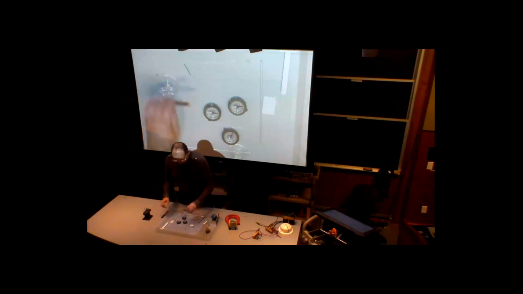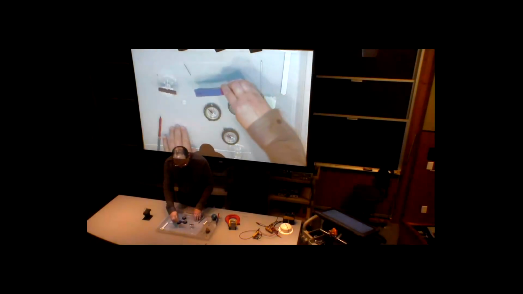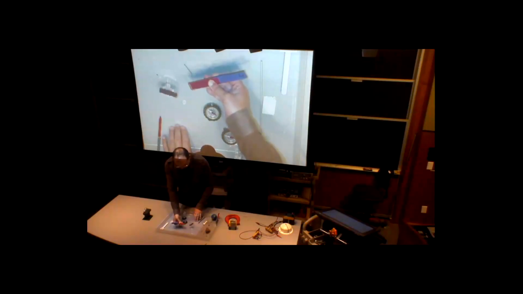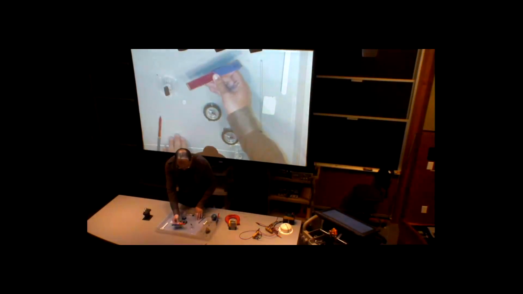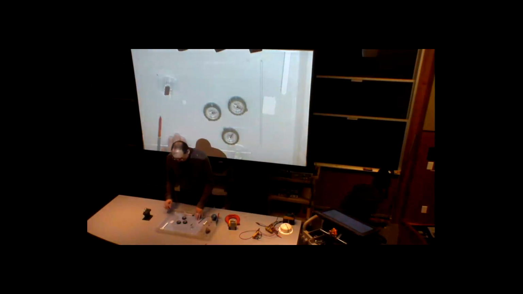And if I break it, it's still going to have the same two poles. And if I break it again, it's still going to have the same two poles. So we cannot separate the poles. Charges can be separated, positive, negative. A magnet cannot be broken into individual poles.